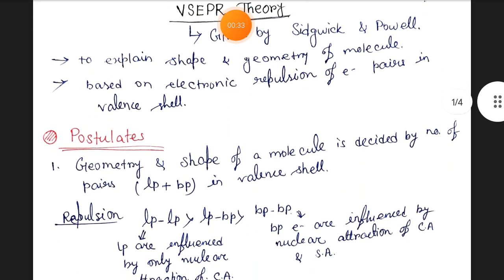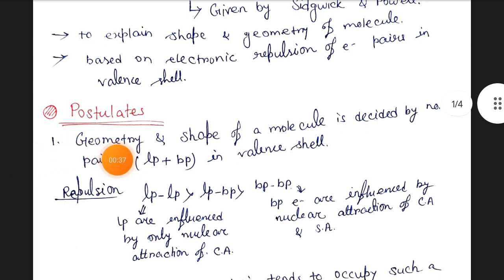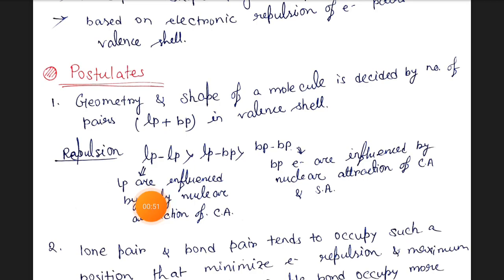The first postulate of VSEPR theory: the geometry and shape of a molecule is decided by the number of electron pairs, that is lone pair plus bond pair, in the valence shell. At first we have to consider the repulsion: lone pair-lone pair repulsion is greater than lone pair-bond pair, which is greater than bond pair-bond pair repulsion. Why is lone pair repulsion greater? Lone pairs are influenced only by the nuclear attraction of the central atom, so the repulsion is much higher. A bond pair of electrons is influenced by the nuclear attraction of the central atom and the side atom, so this will be less.